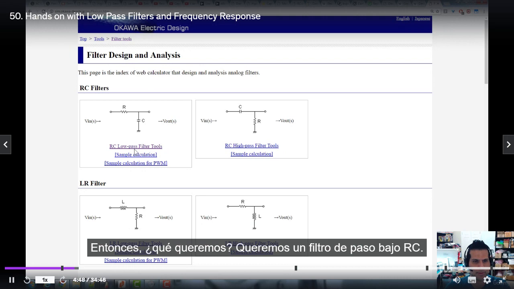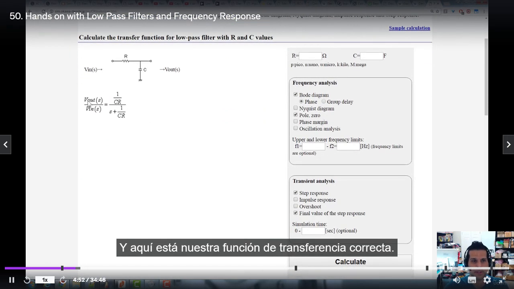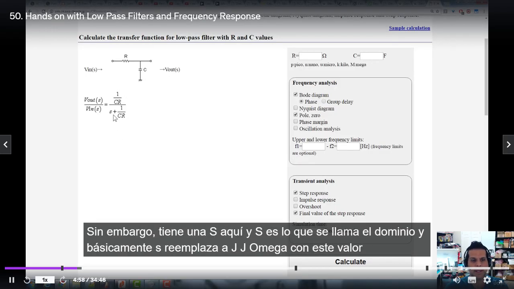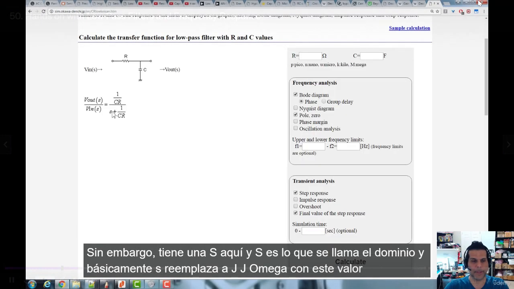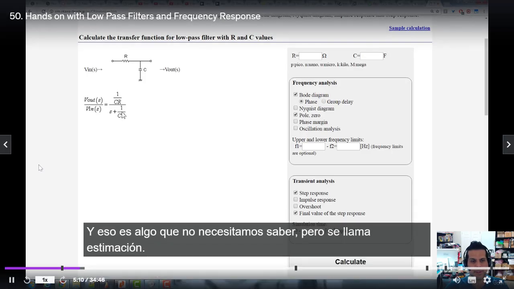All right, so what do we want? We want an RC low pass filter. All right, and here's our transfer function. We've seen this before. It looks very similar to ours. It's got an S here though, and S is what's called the S domain. Basically S replaces j omega with this value S, and it's done with a Laplace transform, and that's something we don't need to know about, but it's called the S domain.